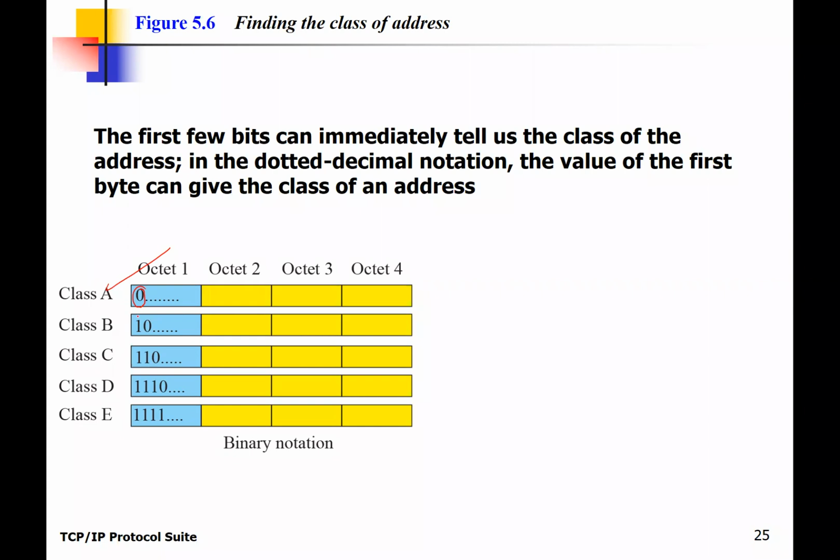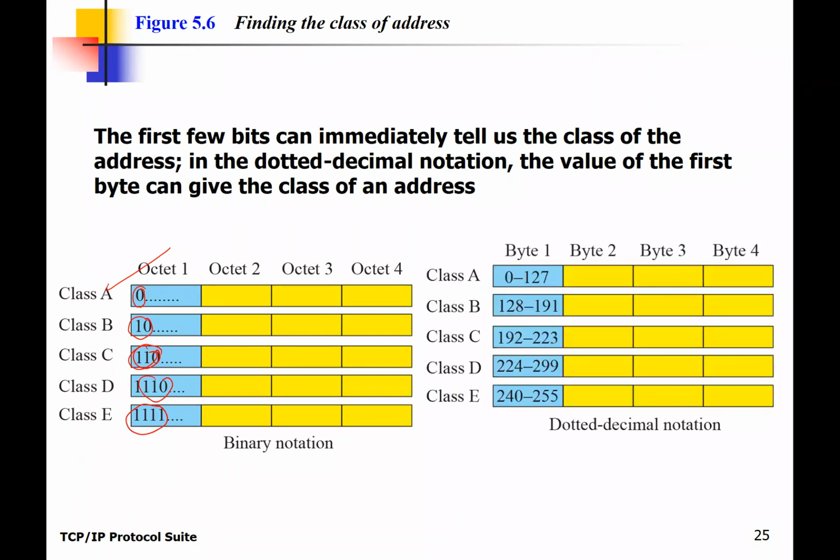If it starts with 1 0, it's class B. If it starts with 1 1 0, it's class C. Same thing, 1 1 1 0, class D, then 1 1 1 1, it's class E. So simple. Or what you can do, you try to memorize this table. Remember the IP address is 32 bits, like for example 10.10.10.10. So you have to remember the first number.